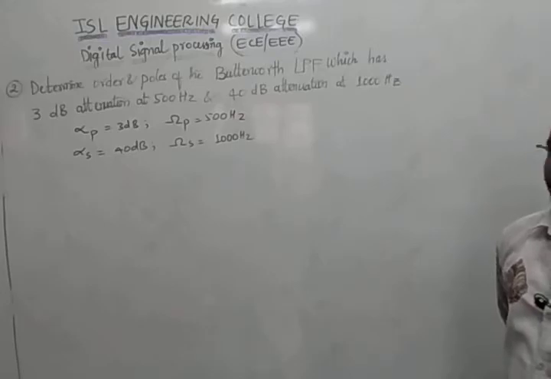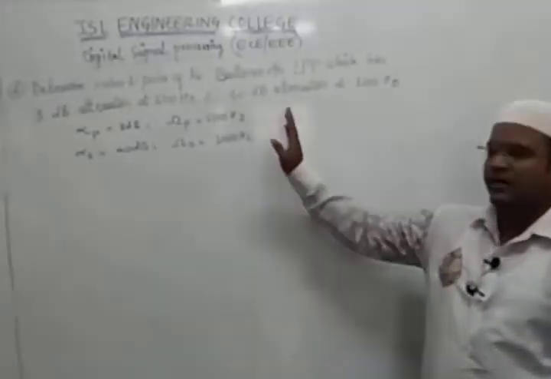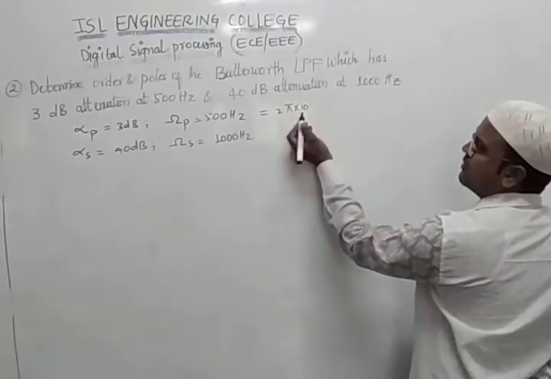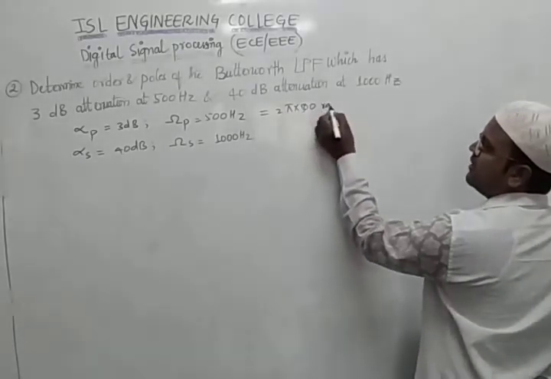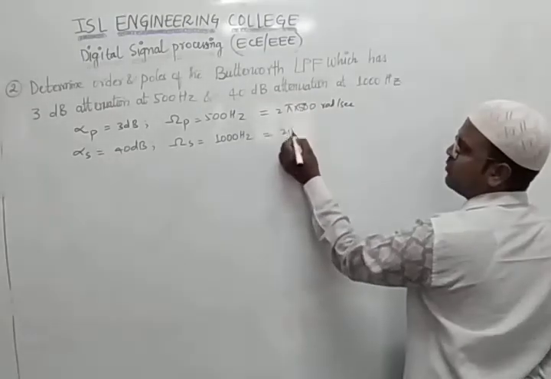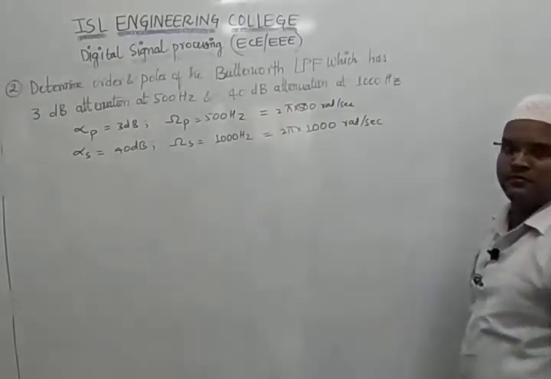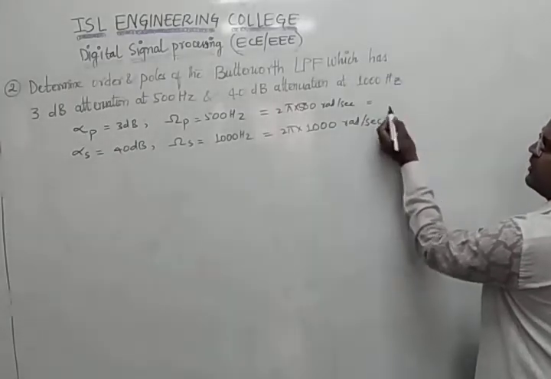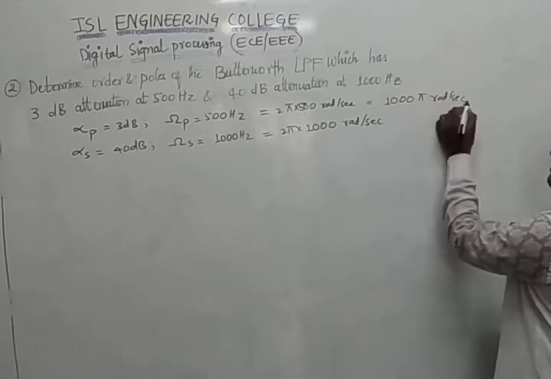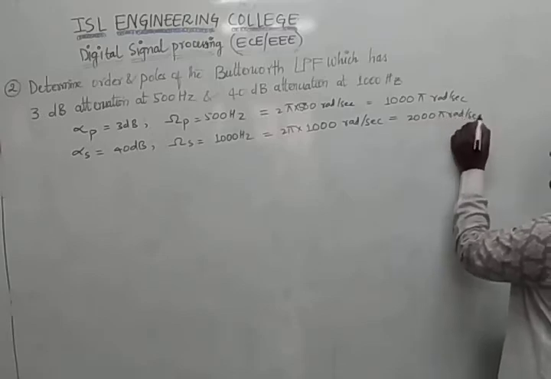In order to convert this hertz into radian per second, I'll multiply with 2 pi. I need to convert this into angular frequency, so I'm multiplying 2 pi into 500 radian per second. Similarly, here I can multiply 2 pi into 1000 radian per second. So, what is the value? 2 pi into 500 will be 1000 pi radian per second, and 2 pi into 1000 is 2000 pi radian per second.